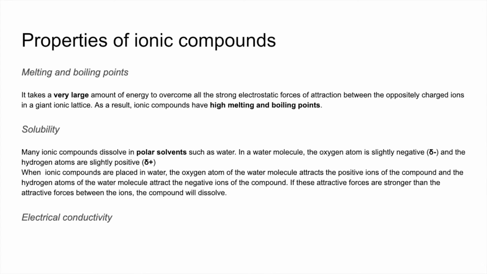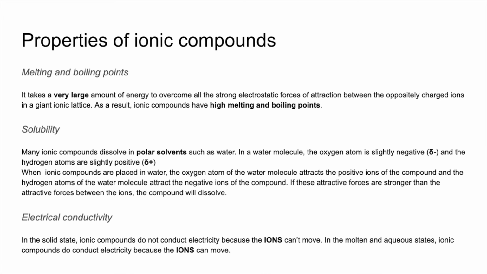And finally, electrical conductivity. Basically, in the solid state, ionic compounds can't conduct electricity because the ions can't move. The most common mistake I see is students say electrons can't move. For ionic compounds, it's the ions' ability to move or not move which is going to determine whether they conduct or not. In the solid state, they can't conduct, whereas in the molten state, so when you melt ionic compounds or you dissolve them in water, ionic compounds do conduct electricity because the ions, not the electrons, can move.